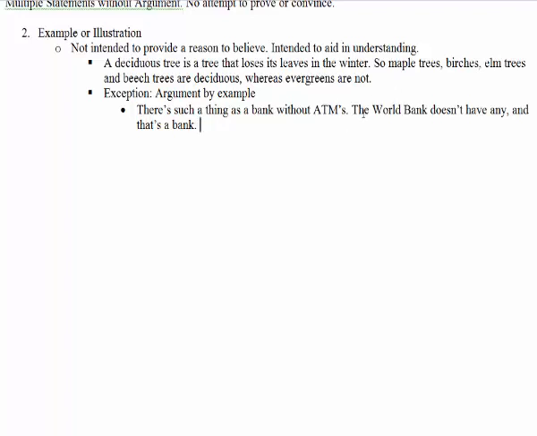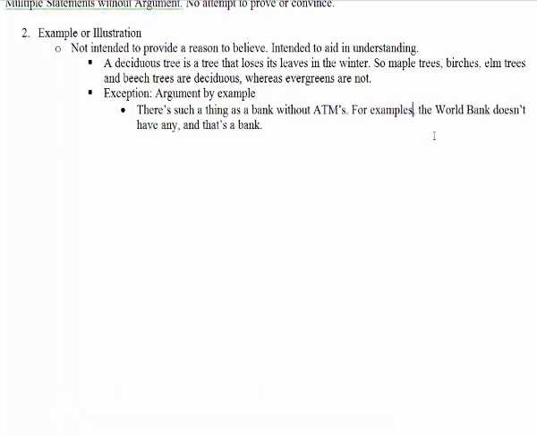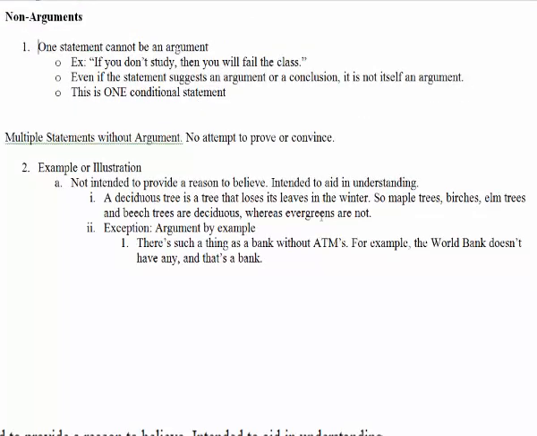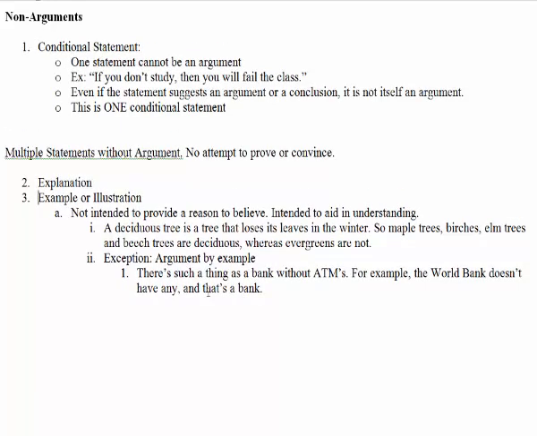I could even use the phrase for example. For example, the World Bank doesn't have any ATMs. And I'm still using the example to prove something. So that's an argument rather than just an example. And we might have an illustration, which is just a more elaborate version of an example. So far we have three kinds of non-arguments. We have conditional statements, and we have explanations, and we have an example or illustration.